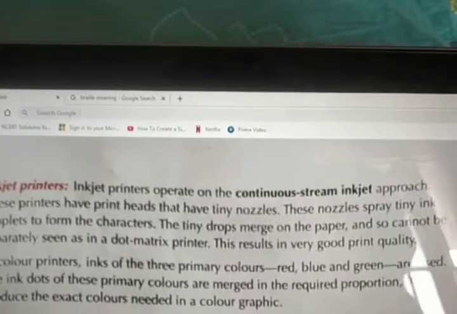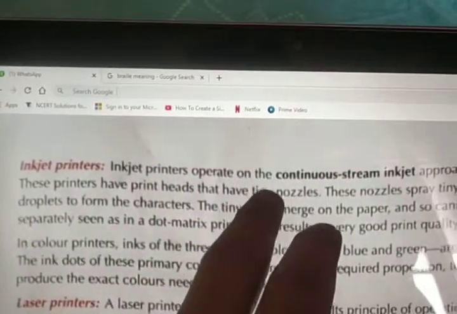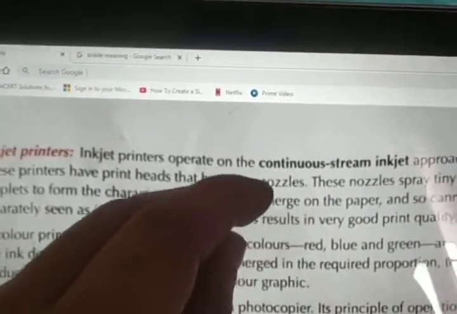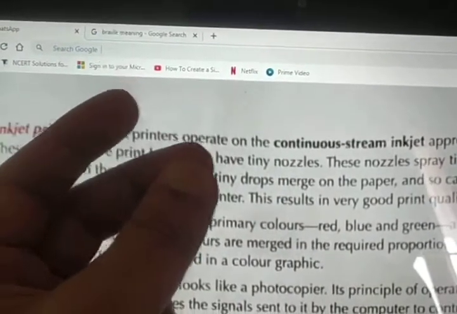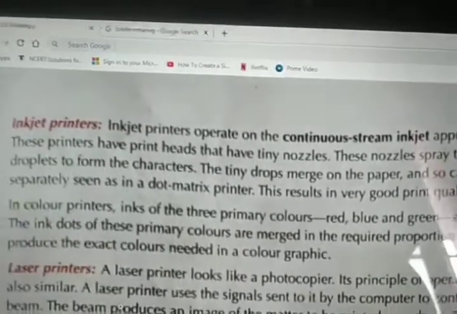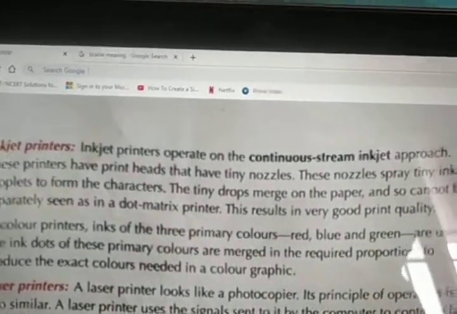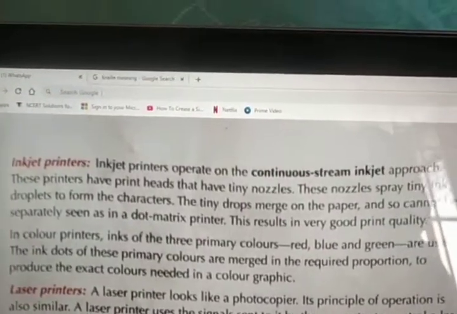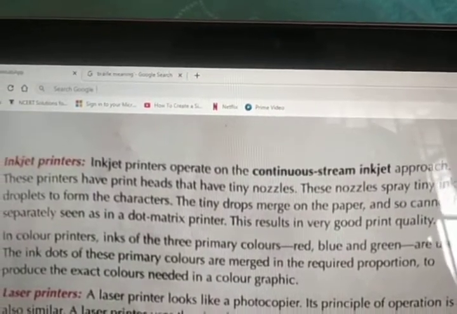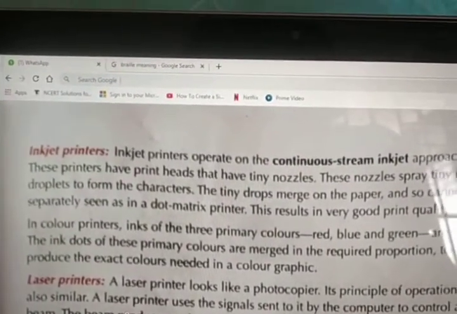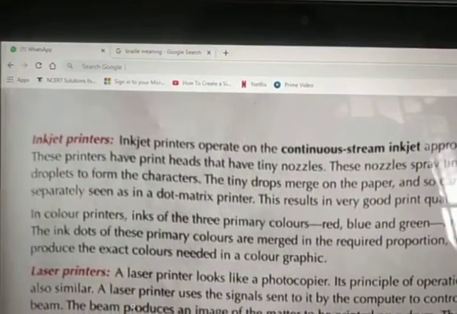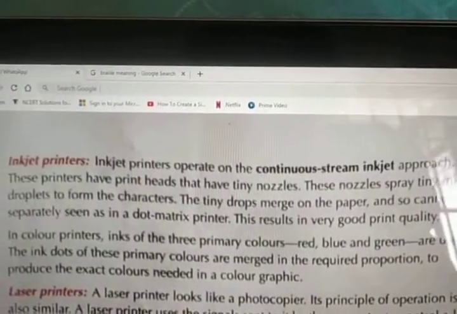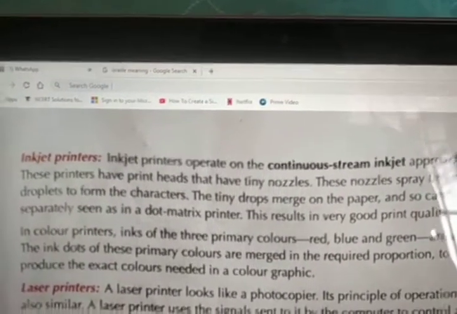That small tiny nozzle I said, the quality depends on it. Small ink droplets will be reaching down to the paper, right? So the quality of an inkjet printer depends on the number of dots used. If more dots are used, it gives better quality. If fewer dots are used, the quality will be a little less. This is measured in dots per inch.